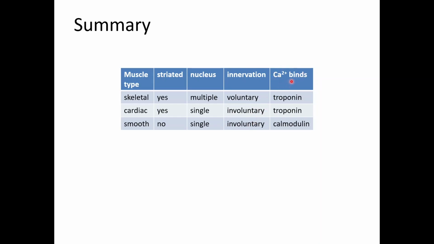And then lastly, I just wanted to talk briefly about the activation kinetics, and calcium is going to be our big activator here. For both skeletal and cardiac, calcium is going to bind to troponin to cause the muscle to activate and contract. And for smooth muscle, it's a completely different mechanism, and it's going to go through calmodulin.